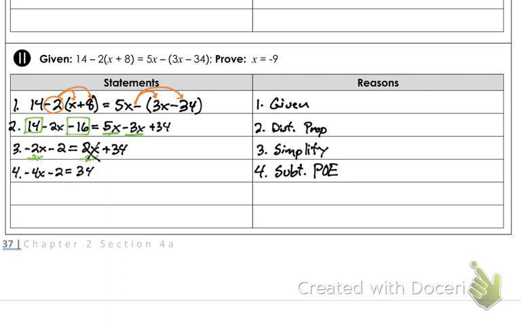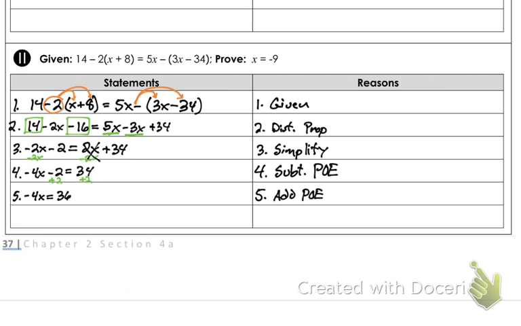Now I need to move this 2 to the other side. The opposite of a -2 is a +2, so I'm going to add 2 to both sides. My fifth step is going to be -4x equals 36. And what did I do? I used the addition property of equality.